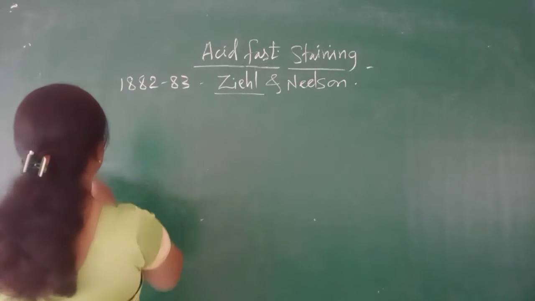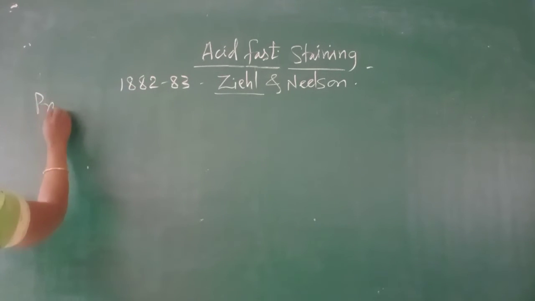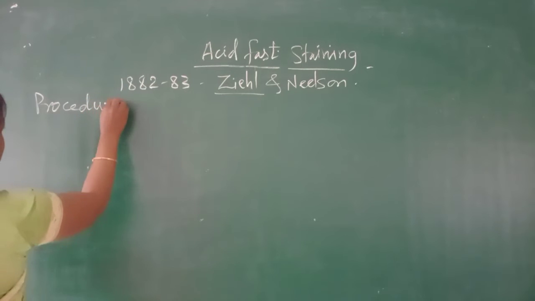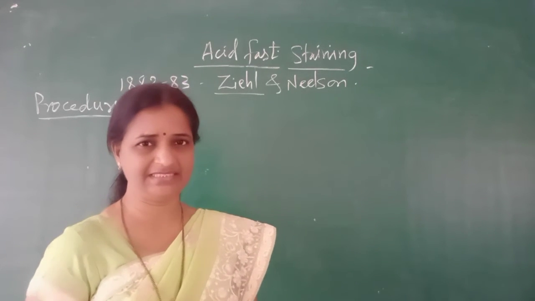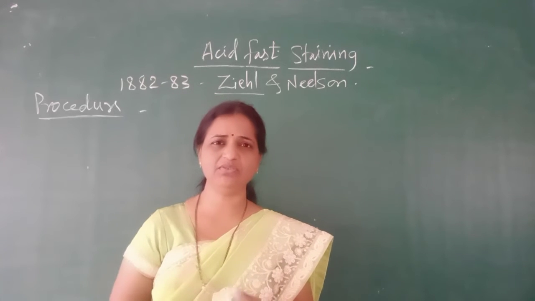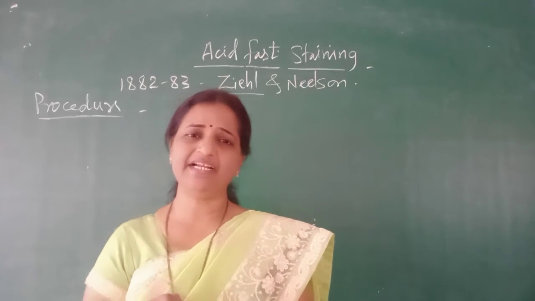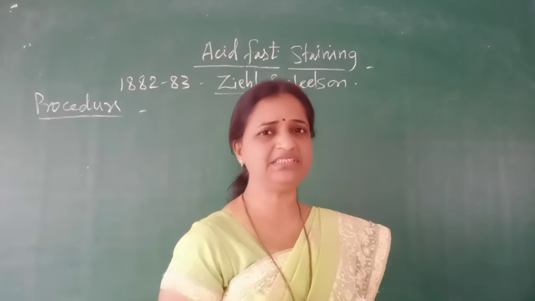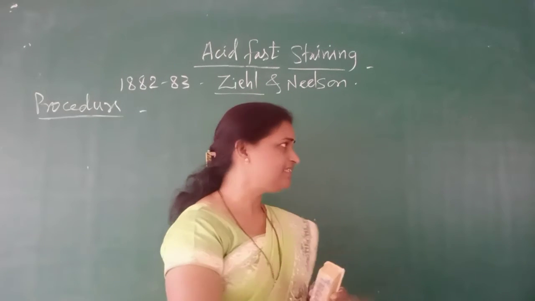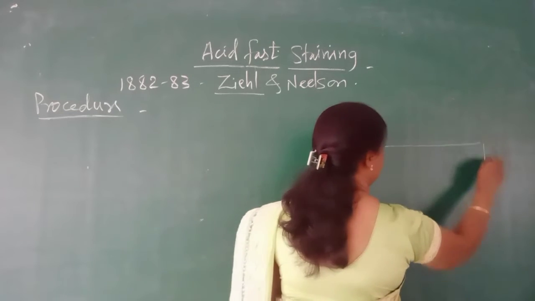Now let us see the procedure behind acid fast staining. Normally this staining procedure is used for the diagnosis of tubercle bacilli, which cause TB, and as you know, tubercle bacilli can be identified by taking samples from the throat. So throat swab samples are used. Prepare the smear of the throat swab as usual.